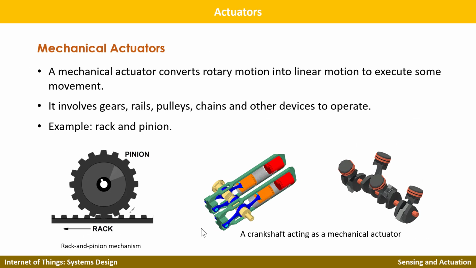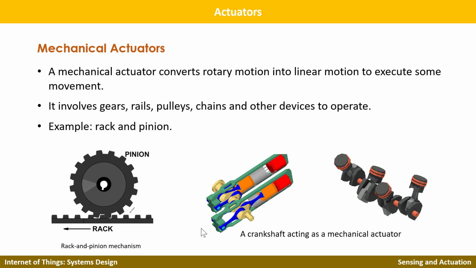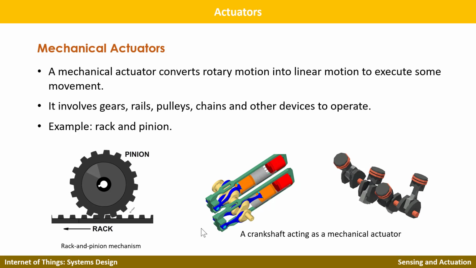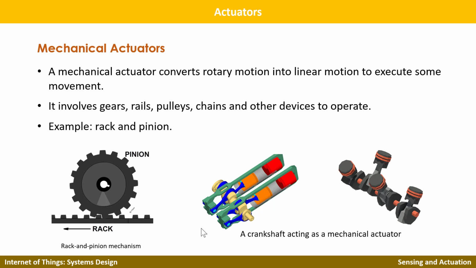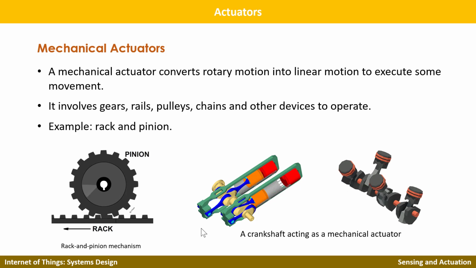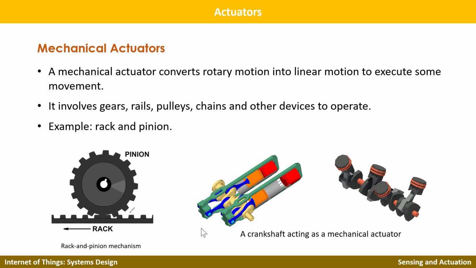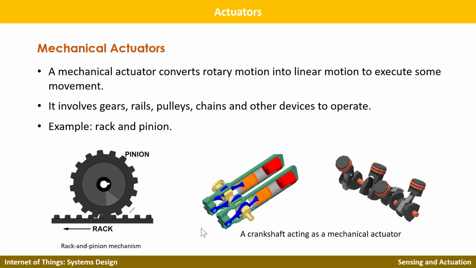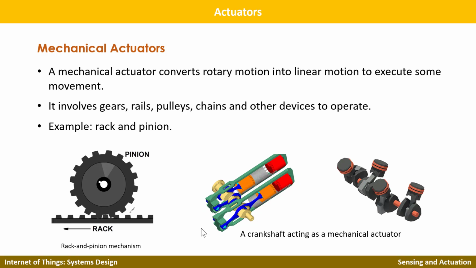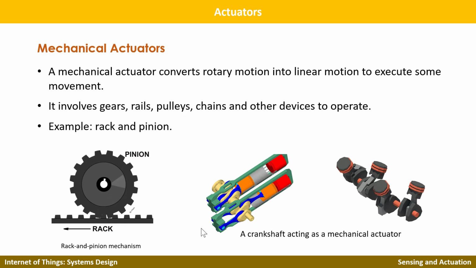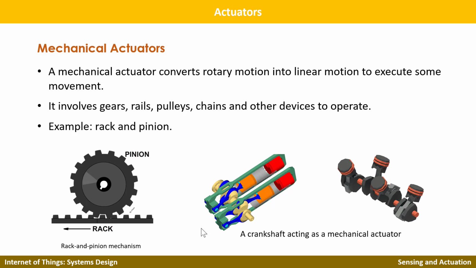Mechanical actuators are the last type of actuator we are going to discuss in this section. A mechanical actuator converts rotary motion into a linear motion. It involves gears, rails, pulleys, chains, and other devices to operate. In these figures, you can see multiple different types of mechanical motors.